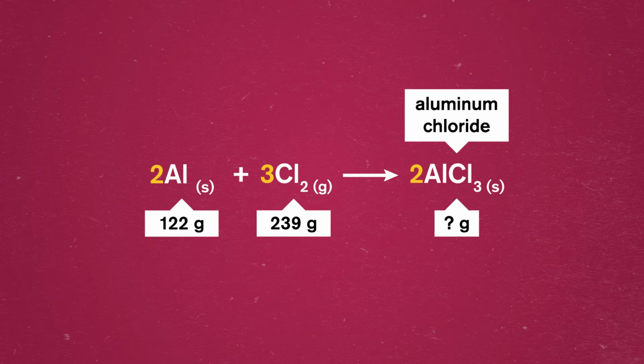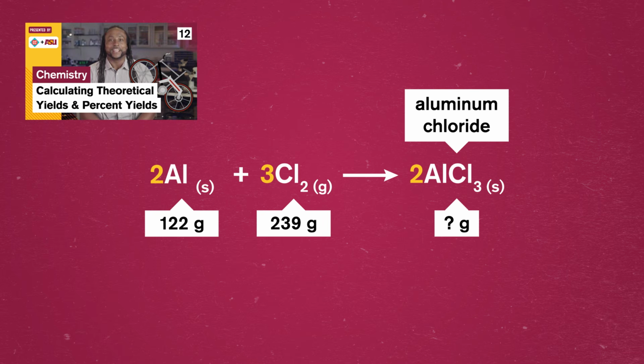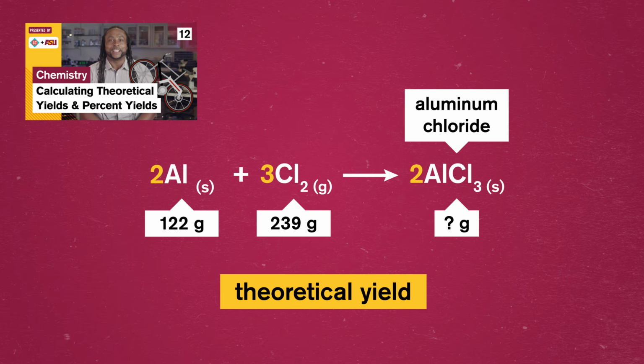This will tell us what our limiting and excess reactants are. From there, we can calculate how much excess there will be. We can follow the same steps we covered last time on how to calculate the theoretical yield of a reaction.